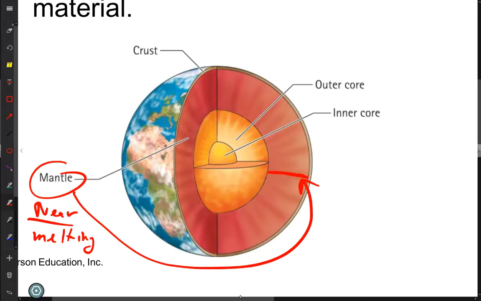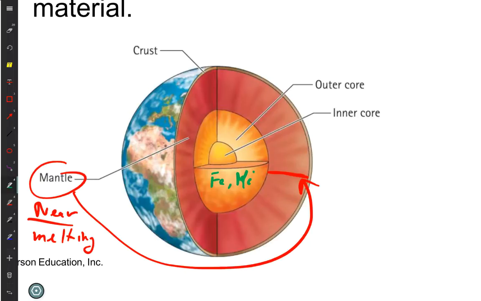And we believe that the center portion here is mostly iron and nickel. Why mostly iron and nickel? Go ahead. This might be a dumb question.